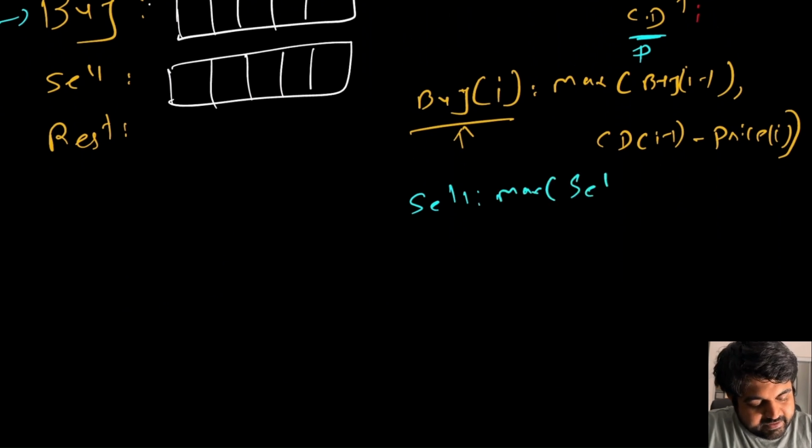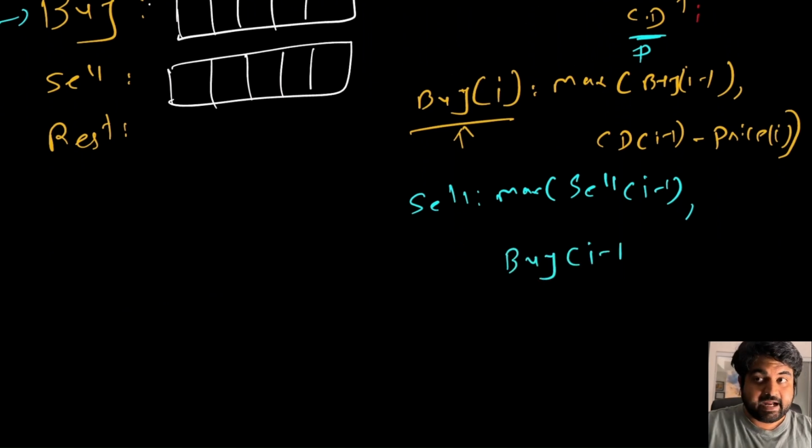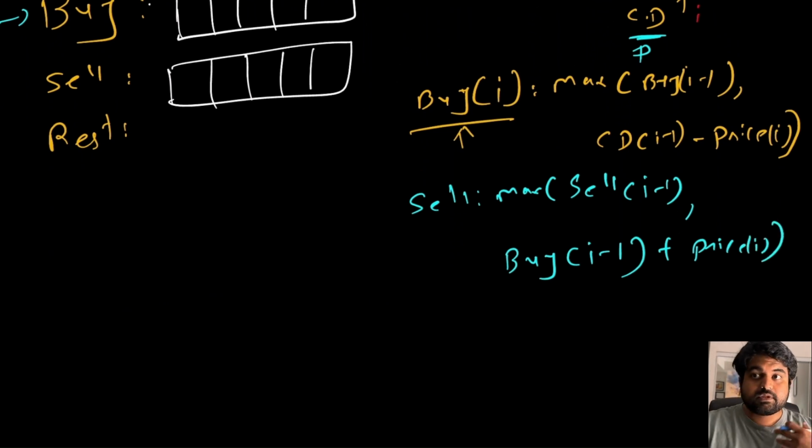So what was the previous profit if I sold yesterday instead of selling today, and comparing it with the maximum profit I made on buy of I minus 1. So if I bought the stock the previous day, plus whatever the price of I today is, because the price increased, there is higher potential that I can gain more profit by selling the stock today.